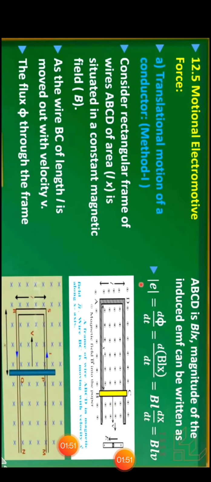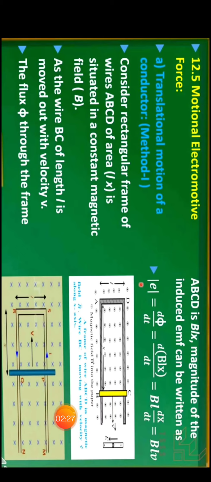Therefore, we get the equation BL dx upon dt, which is equal to BLV, where V is the velocity of the wire BC, increasing the length x of the wire frame ABCD, that is AB and CD.